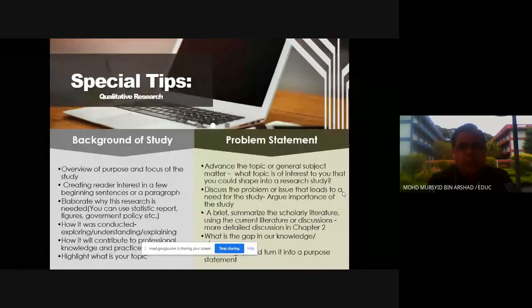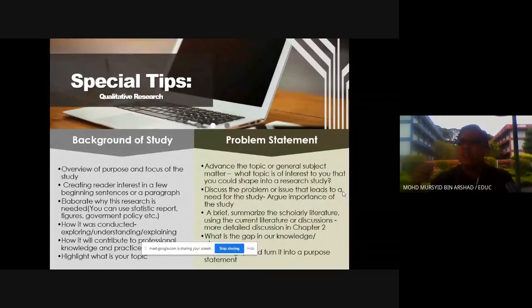Right. So in this part, you can use statistics, figures, and so forth to show that this is needed for you to study. And remember how this study will contribute to the knowledge and how your study will contribute to the practice. All right. And do not forget, at the end of this part, highlighting your topic.